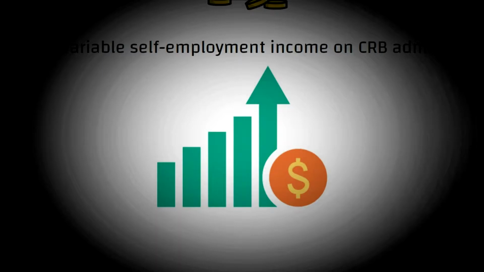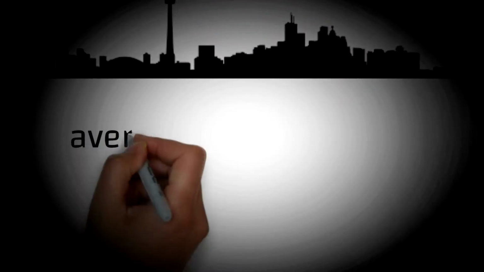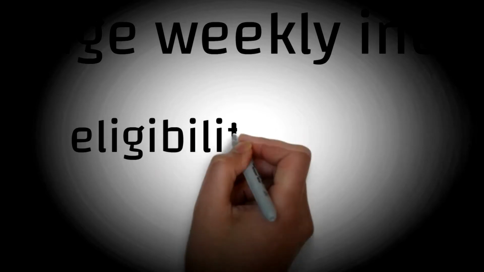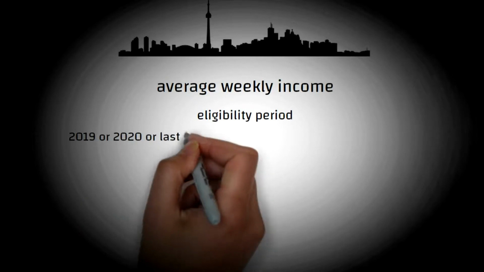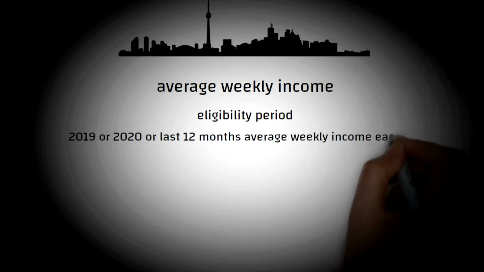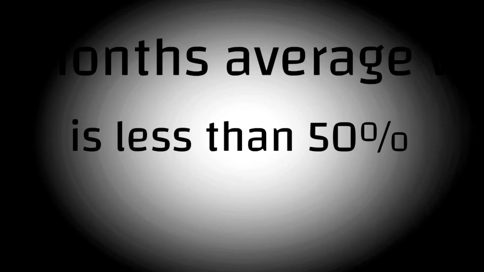Let me quickly recap the fundamental fact about CRB for those viewers who are watching my videos for the first time. As most of you know, the Canada Recovery Benefit or CRB has introduced the concept of average weekly income to determine if the applicant qualifies for CRB benefit for each 2-week payment period. This average weekly income must be calculated for each eligibility period comprising 2 weeks and then compared with either your 2019 or 2020 or last 12 months average weekly income earned. If the average weekly income for the relevant eligibility period is less than 50% of the average weekly income earned in either 2019 or 2020 or last 12 months, then you qualify for CRB. If your average weekly income is 50% or more, then you do not qualify for CRB.